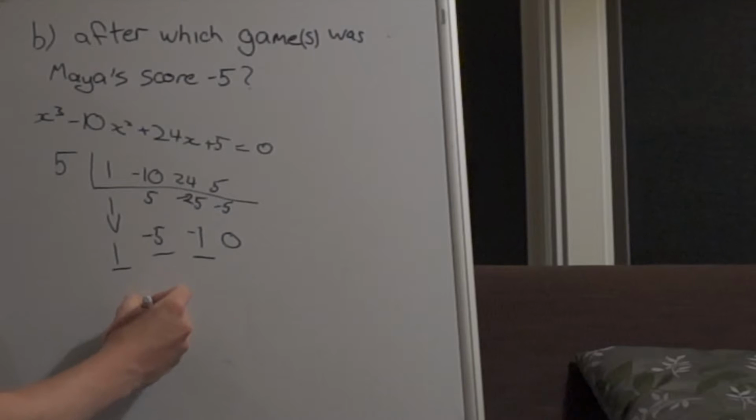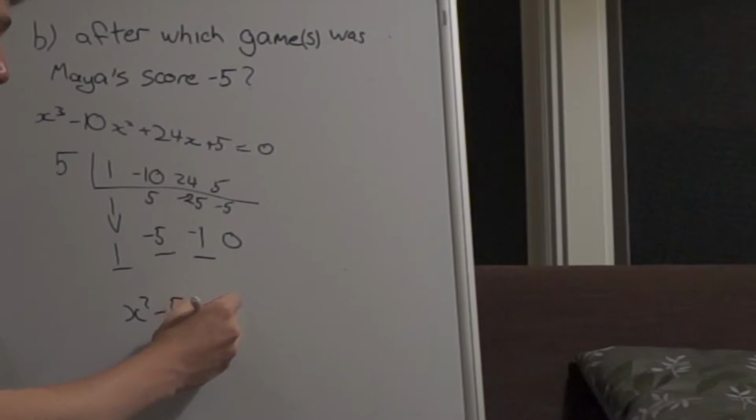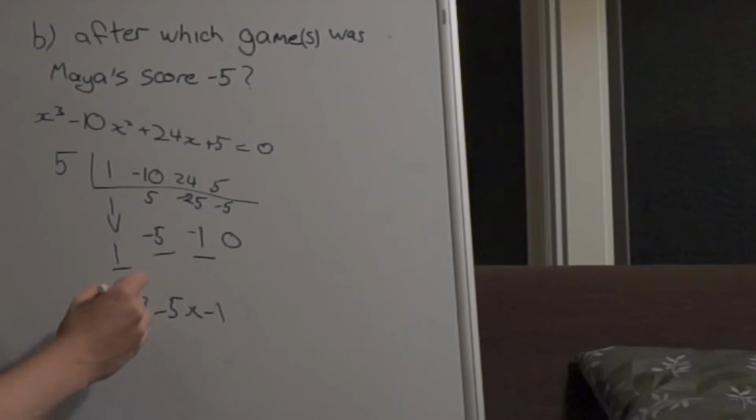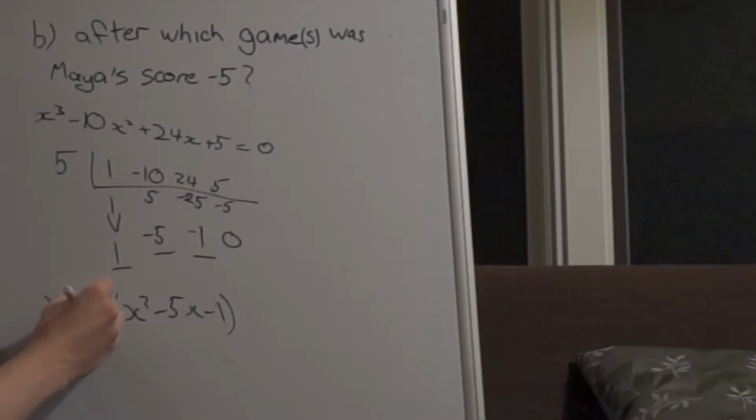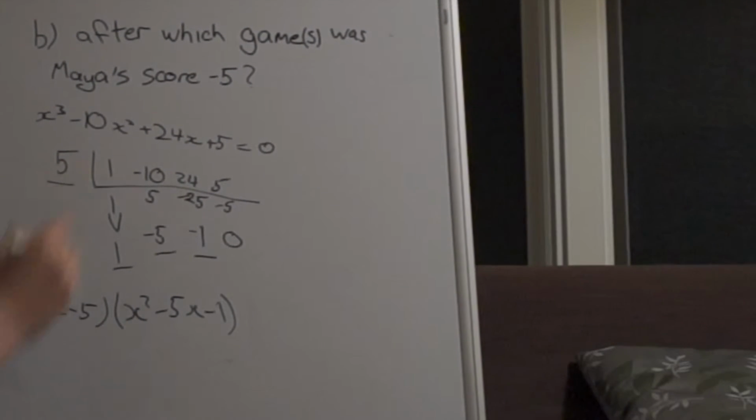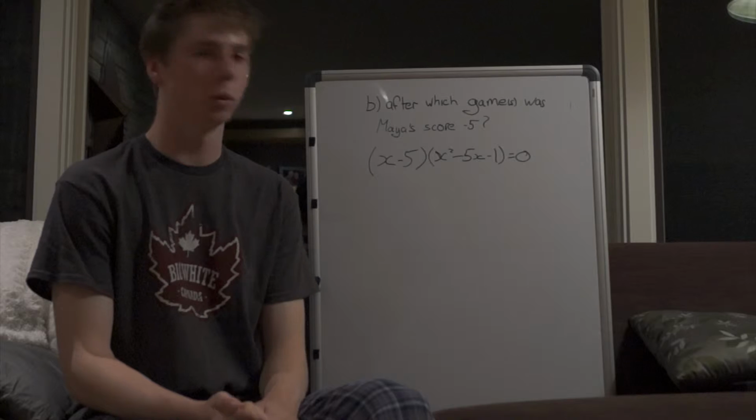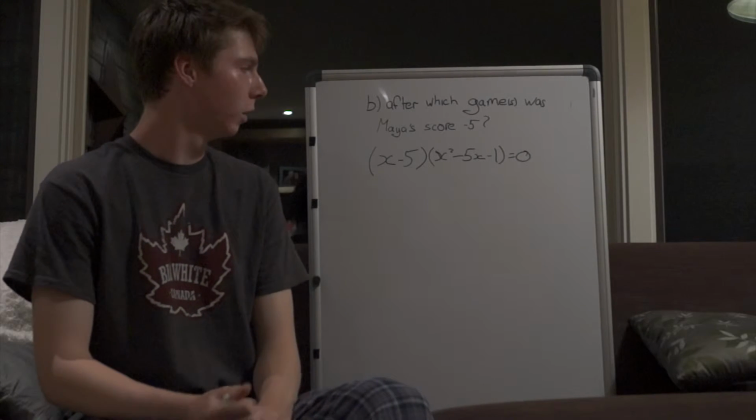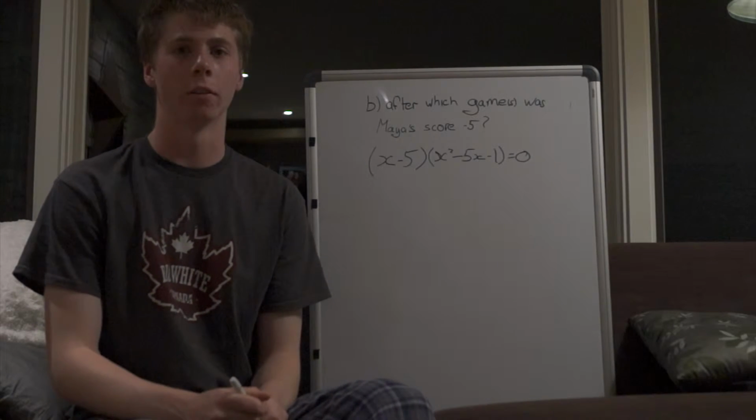It gives us x squared minus 5x minus 1, and we put x minus 5 in front of it since 5 was a factor. Now that we have our quadratic, we need to try and factor it. However, this quadratic that it gave us is unfactorable.